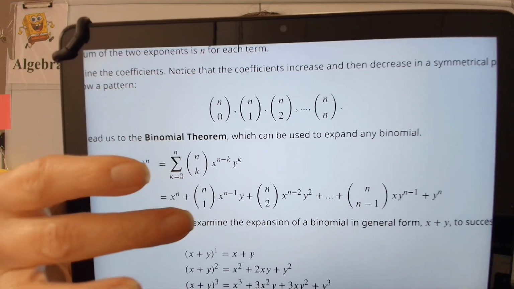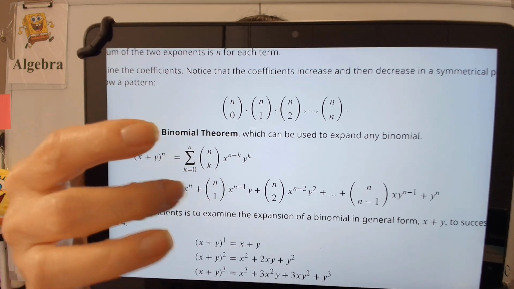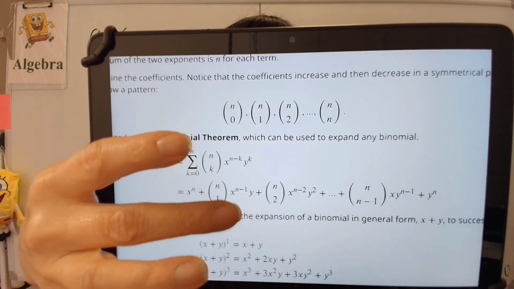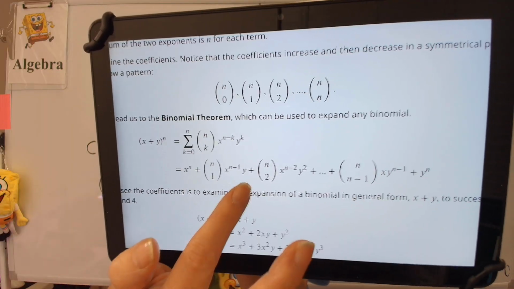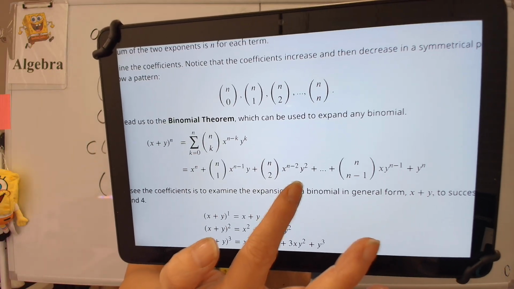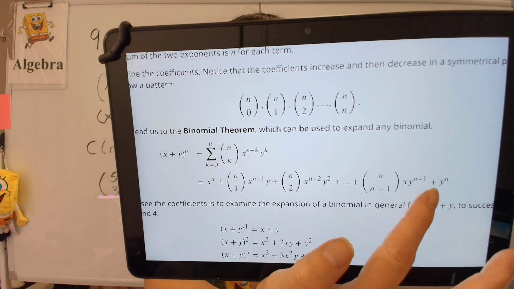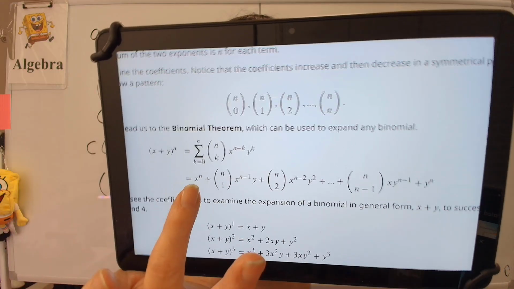Then you go down by 1. As k increases, the exponent of the y's increases: y to the power 0, which is just 1, y to the power 1, y to the power 2, all the way up to y to the power n. Whereas the exponent of x decreases.